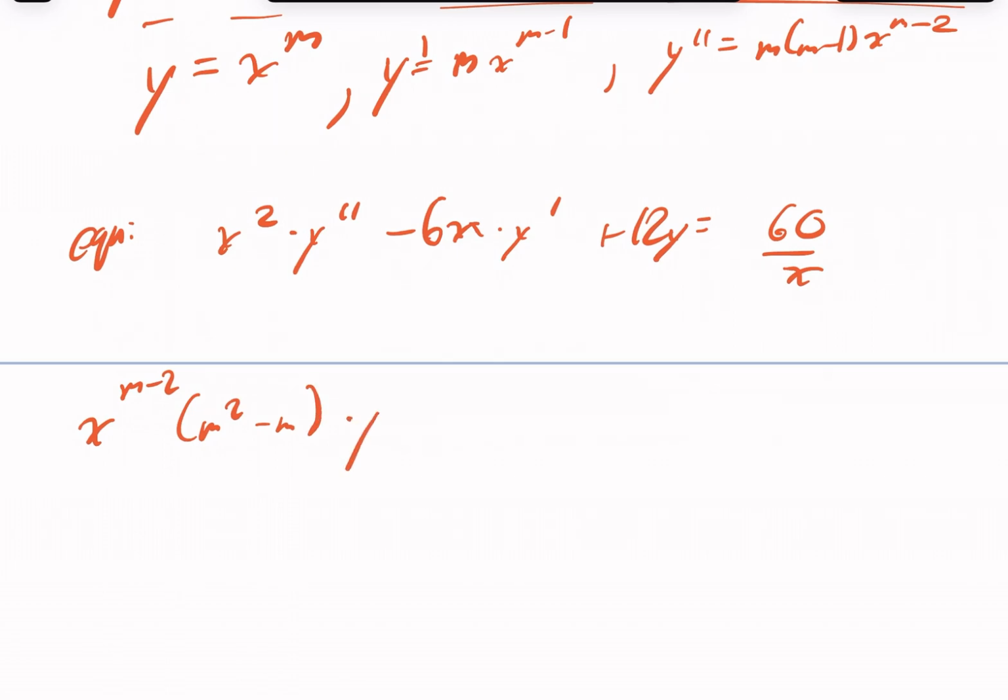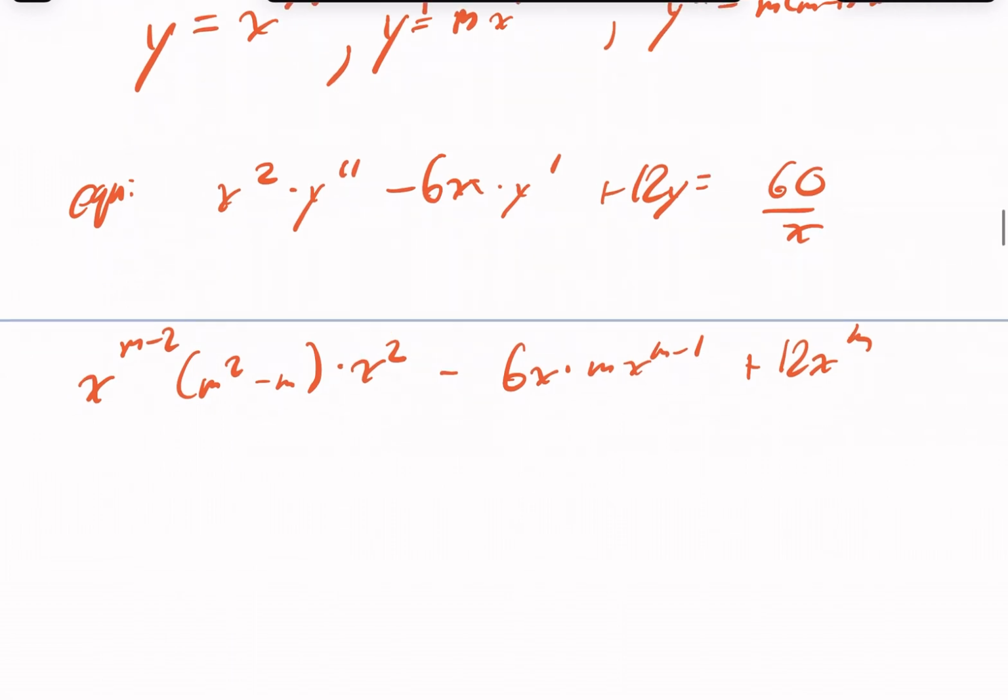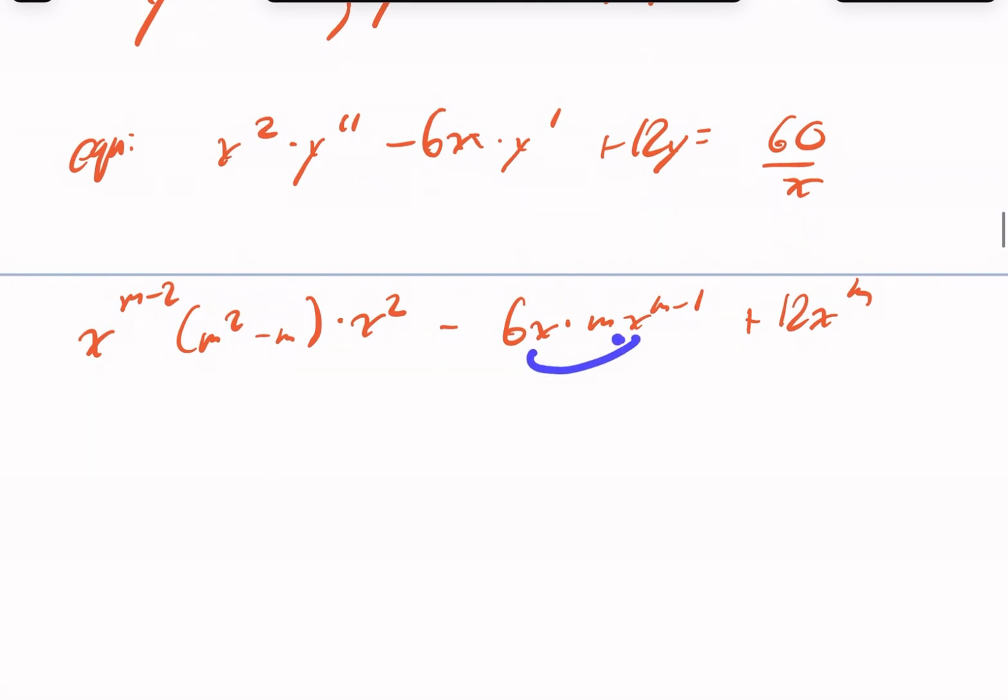Okay, and that's that. So I have x to the m times x squared, minus 6x times mx to the m minus 1, and plus 12x to the m. Cool. So the most important thing that you have to recognize when doing this is the x squared and the x to the m minus 2. I don't know why it visually looks weird sometimes, but just please recognize that you can redistribute this and make your life a whole lot easier.